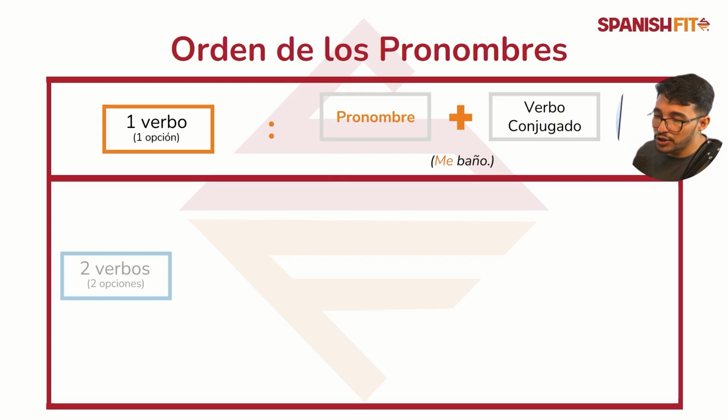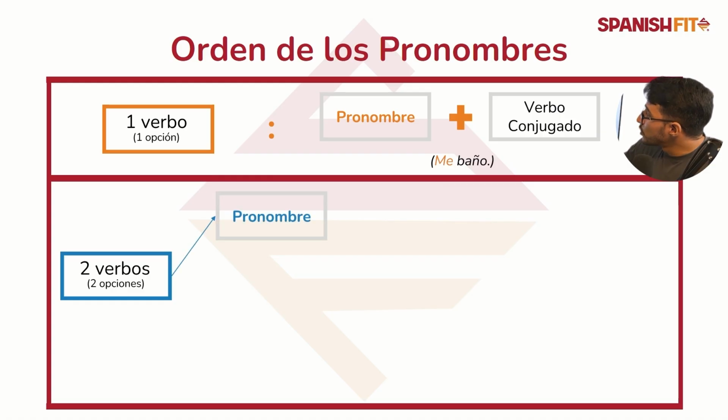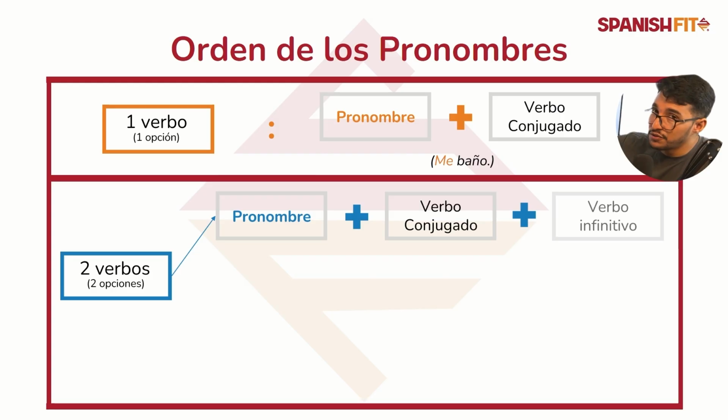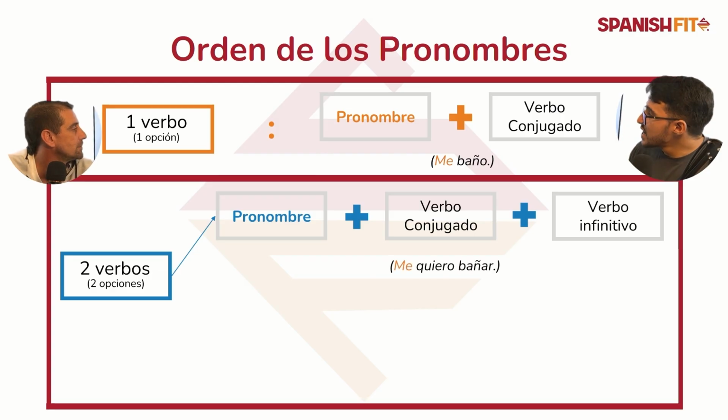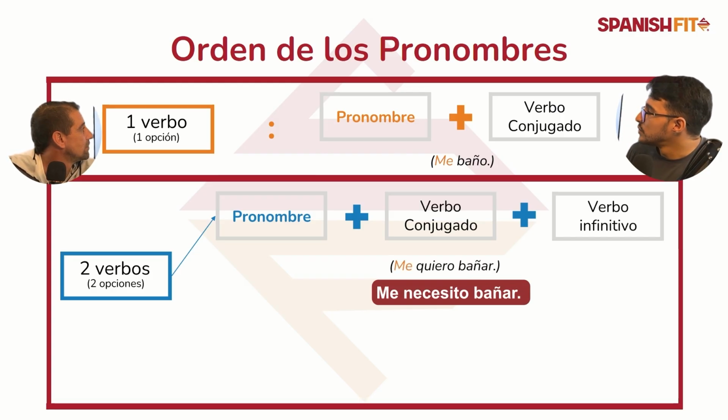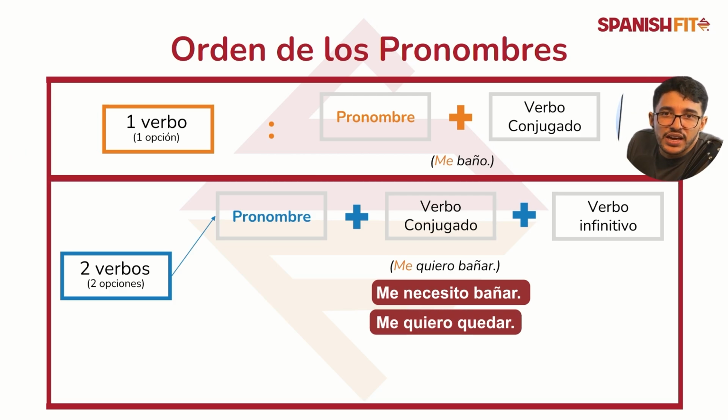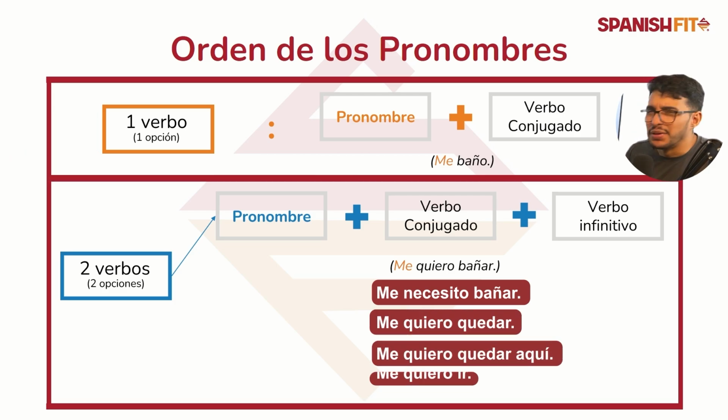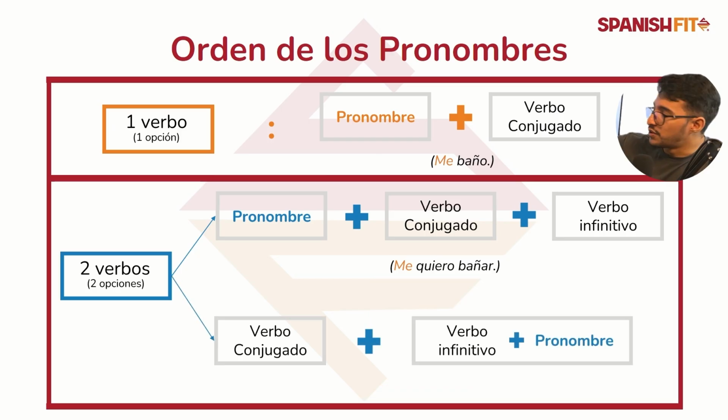And when you have two verbs, like always, you have two options. You can either put it in front of the whole structure, pronoun, conjugated verb, and then the infinitive verb, like me quiero bañar. Me necesito bañar. Yeah, me quiero quedar. I want to stay here. Me quiero quedar aquí. Me quiero ir. I want to leave. Or you can attach it to the infinitive verb, like quiero bañarme. The meaning is the same.